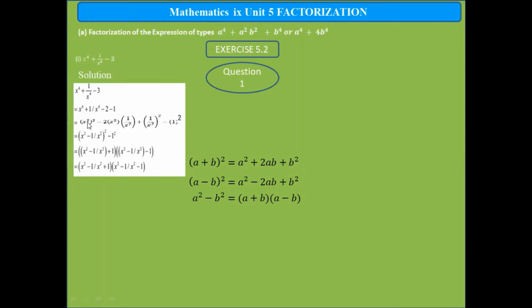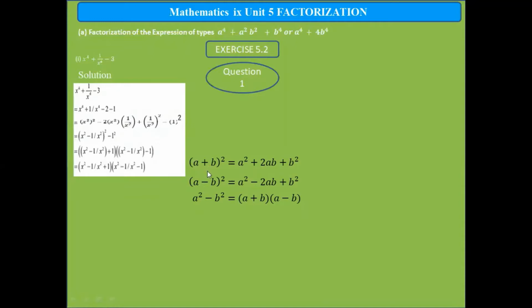x raised to power 4 we can write as x square whole square, and 1 by x raised to power 4 can be written as 1 by x square whole square. We just want to write this as a complete square, as if I have a minus b whole square, it means this will be equal to a square minus 2ab plus b square. So we are going to write this expression in this closed form, a minus b whole square.